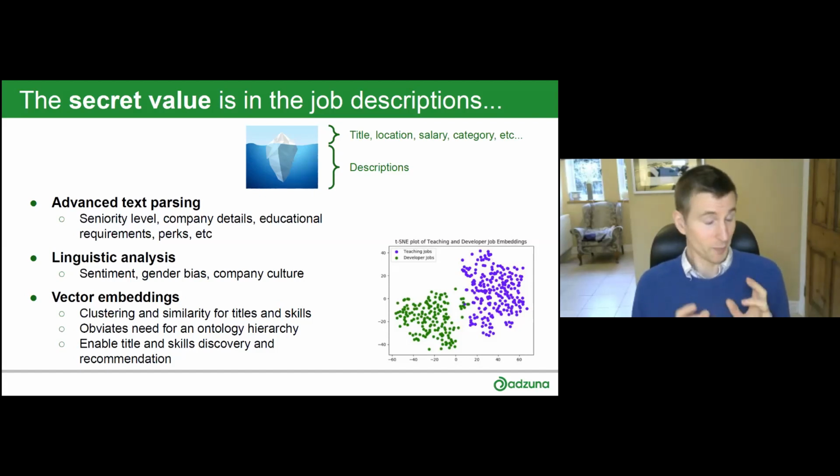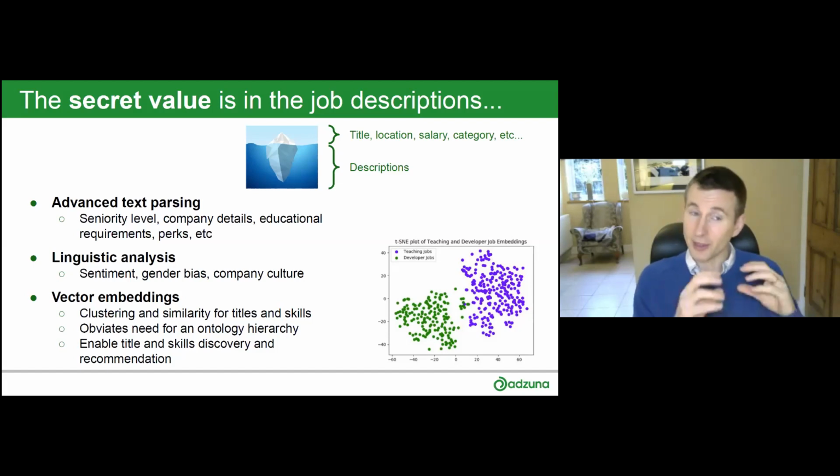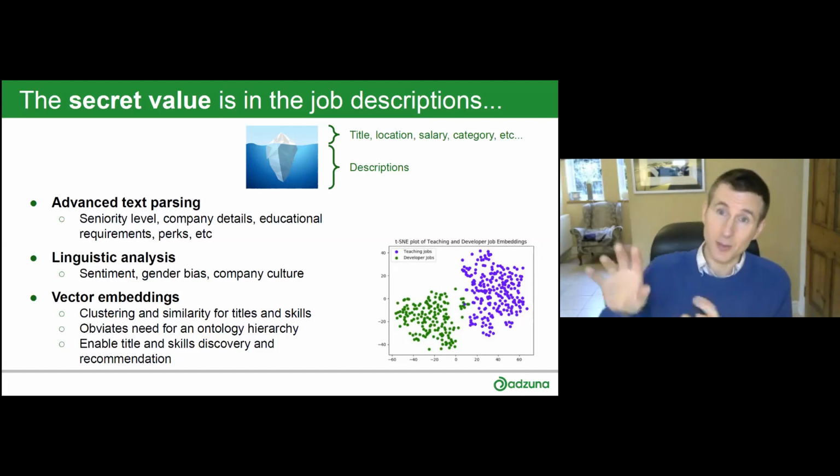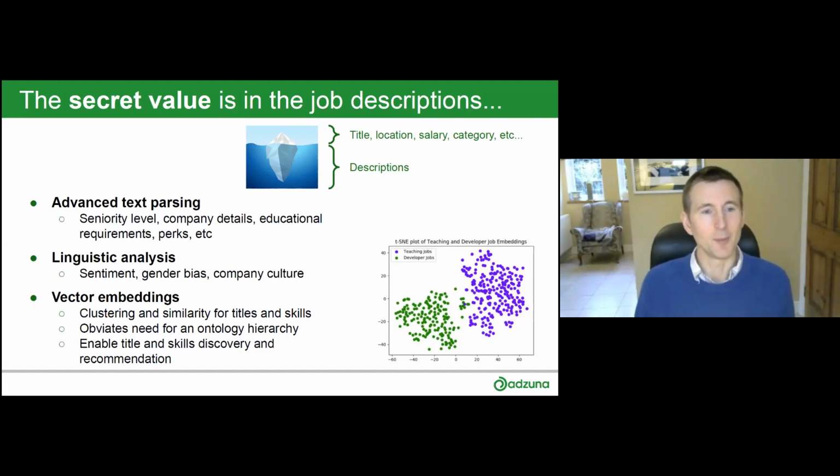But with a bit of work, you can start to infer things about seniority level, company details, because there's often a section in job ads talking about the company. So you could start to build profiles of companies, educational requirements. Perks is an interesting one, of course. In job ads, you could definitely have a piece of work researching how companies like to add more and more perks, like gym membership, private health, etc. So there's a load of good stuff there.